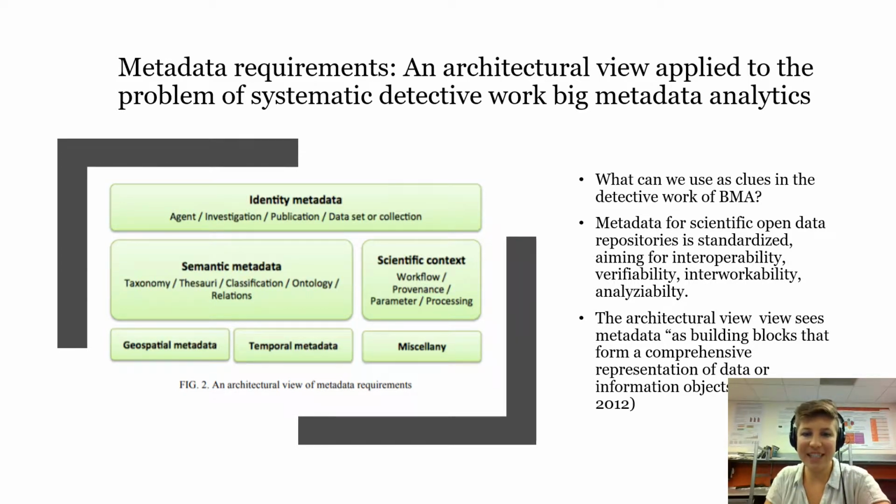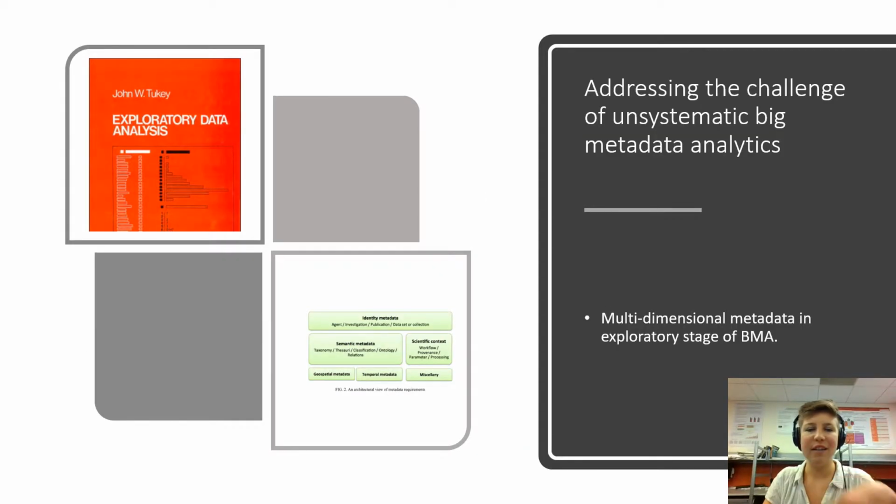We also have the scientific context as an architectural requirement. These are sometimes the workflow or the provenance of how the data were created. And those are included as parameters or aspects of processing. Another piece is geospatial metadata, as well as temporal metadata, and this category of miscellany that allows us to include whatever domain specifics are within this architectural view of requirements. So in this model, the architectural view, we see metadata as, quote, building blocks that form a comprehensive representation of data or information objects.